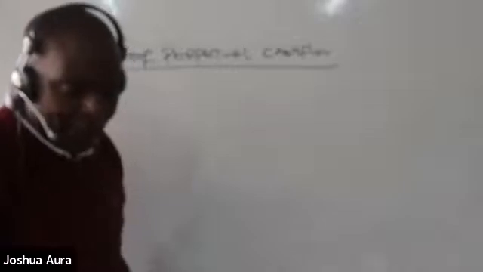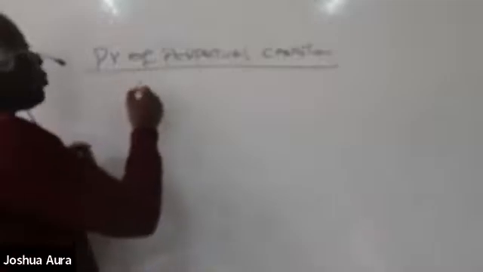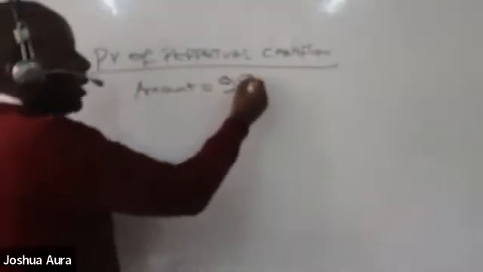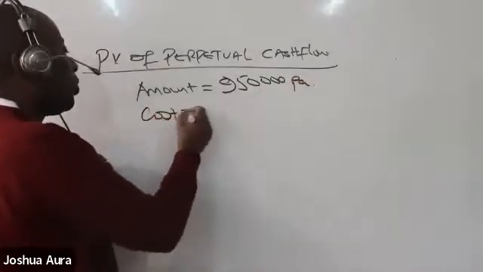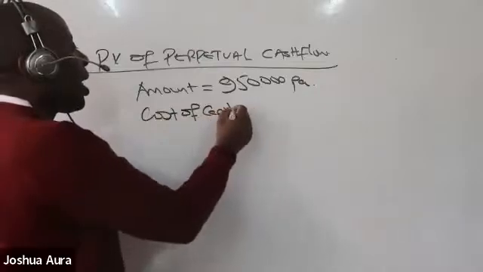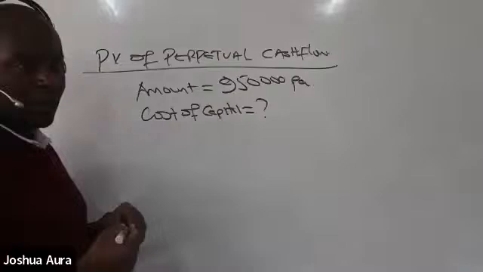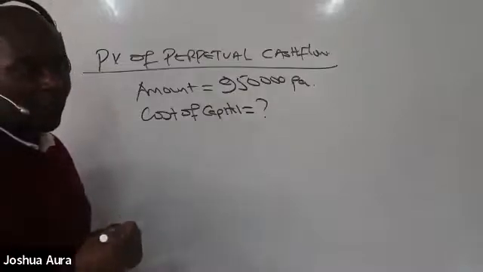Now, ladies and gentlemen, this perpetual cash flow, the amount is how much? The amount is 950,000 per annum, isn't it? Now, the cost of capital has not been given in this question. The required return has not been given in this question, so we must calculate it.